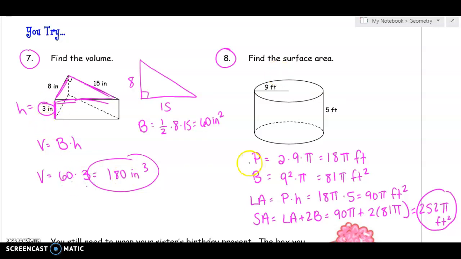For the surface area, you got to find the perimeter, aka circumference. 2 times 9 times pi is 18 pi. Area of the base, lateral area, surface area. I ran out of time. Good luck.